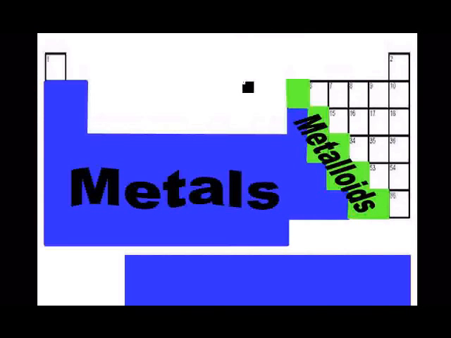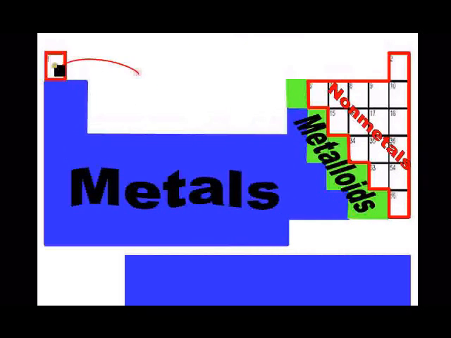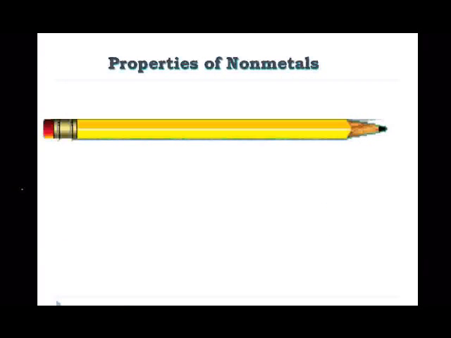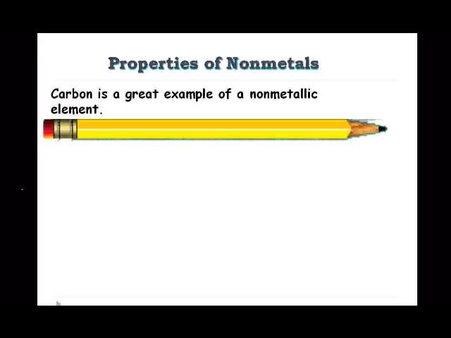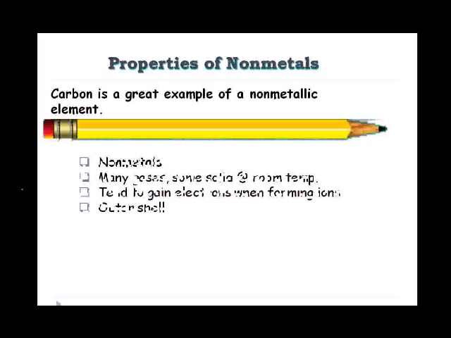Our nonmetals are on the far right side of the periodic table, but it also includes hydrogen. Carbon is a great example of a nonmetal. Carbon is the graphite in pencil lead. It's a great example of a nonmetallic element. Nonmetals tend to be poor conductors of heat and electricity and tend to be brittle. They lack luster. Many are gases at room temperature. There's some solids. Bromine is the only liquid.